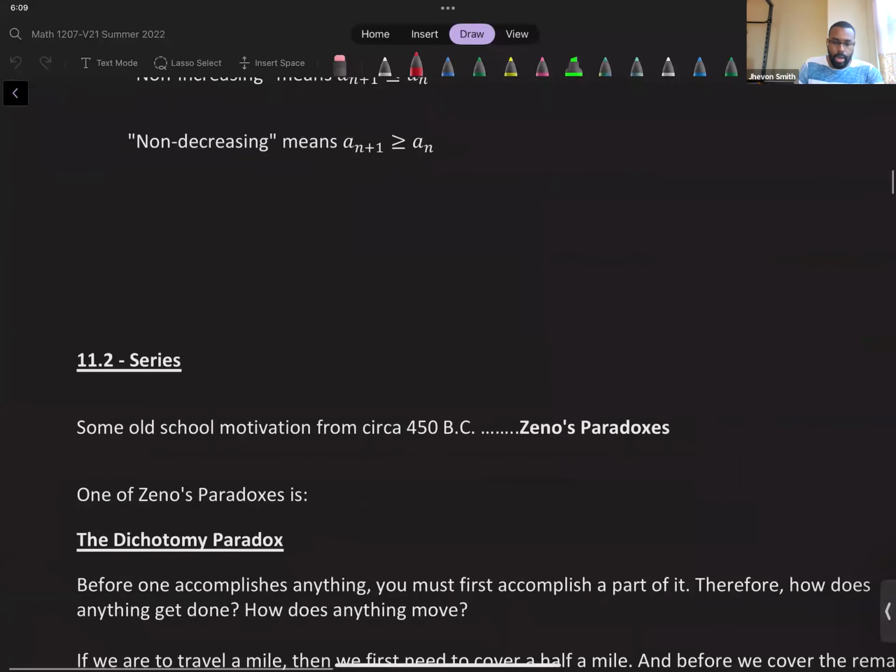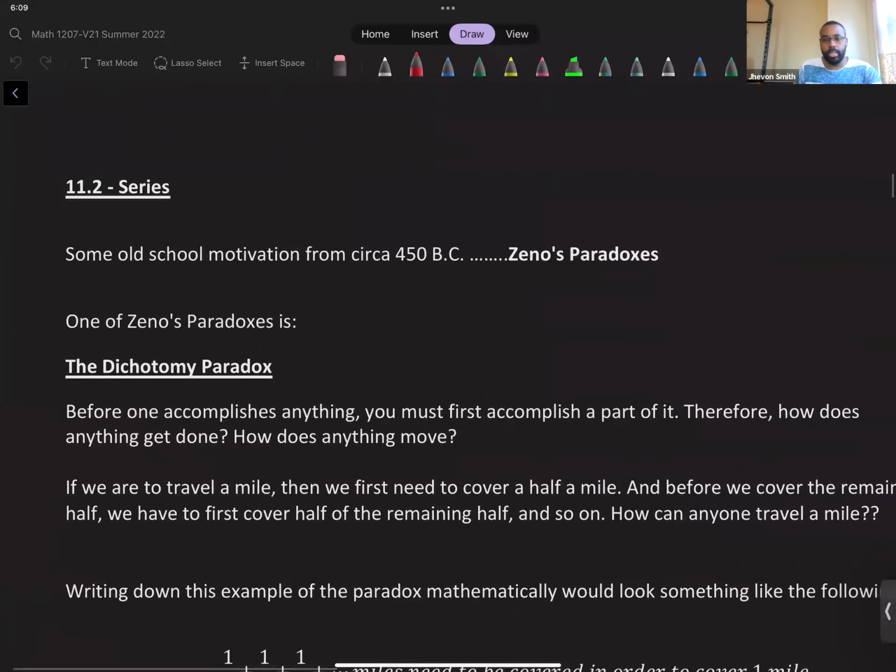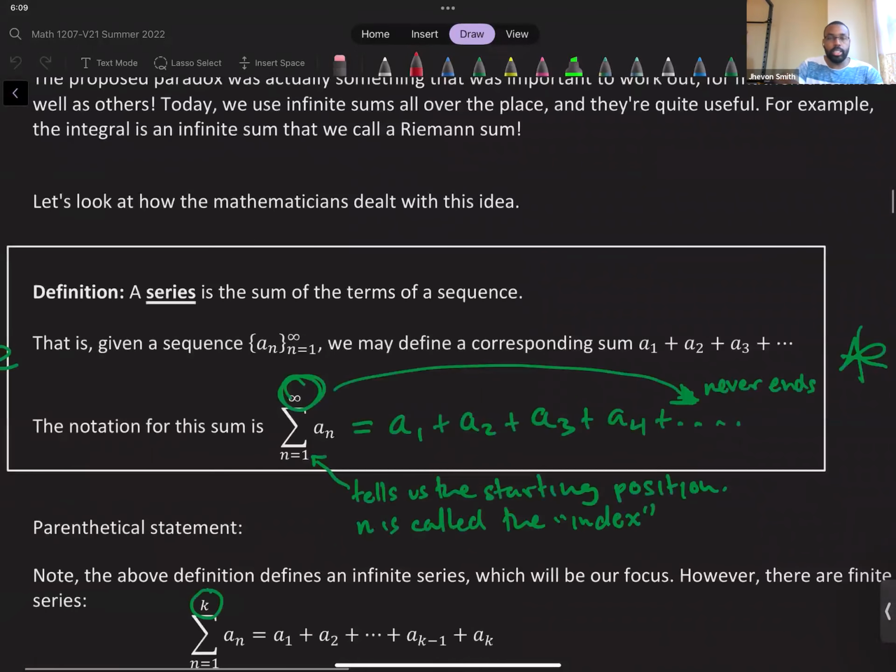And yeah, afterwards we started talking about series. Now for us, a series is just the sum of the terms of a sequence. So you have a list of numbers, and the only ones we care about are these infinite lists of numbers. And now you go on and you try to add all the terms of this list together. And when you do that, you are creating what you call a series. So a series is just the sum of the terms of a sequence.